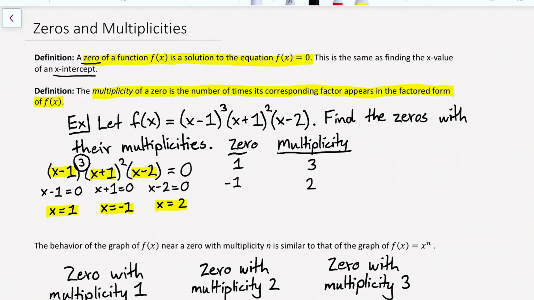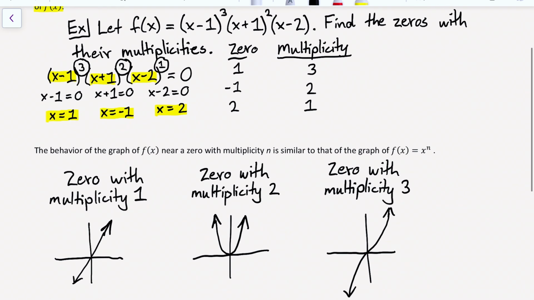Negative 1 is a zero with multiplicity 2, because the zero, negative 1, corresponds to this factor, which appears twice in the factored form. And finally, 2 is a zero with multiplicity 1. This factor, x minus 2, appears once. It is to the power of 1 in this factored form. So there are some zeros with their multiplicities. Now, how does that help us sketch the graph of a polynomial function?